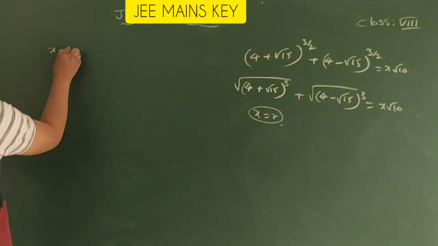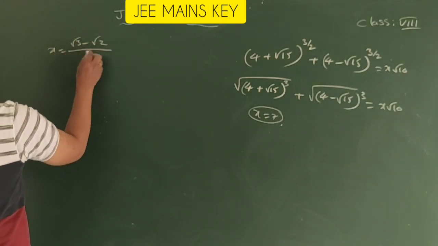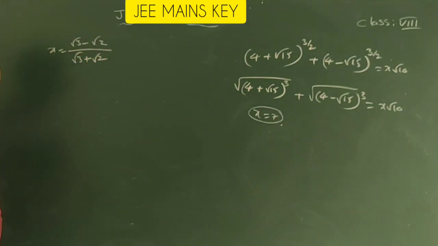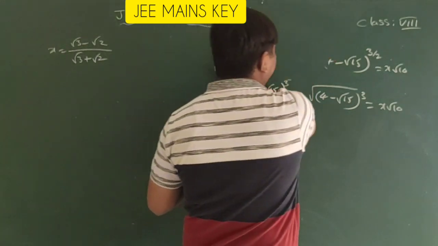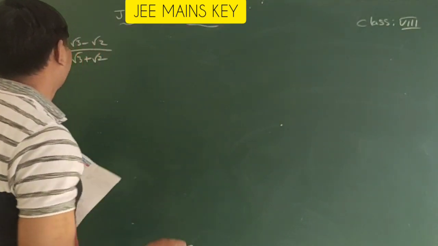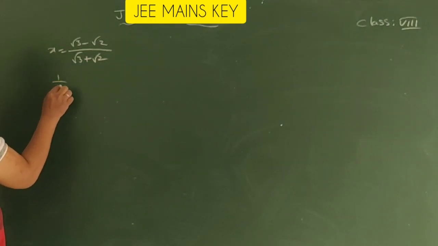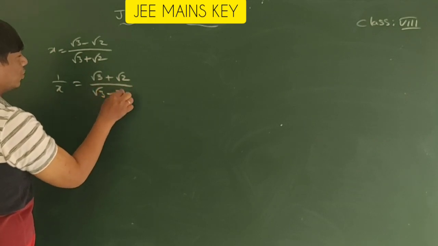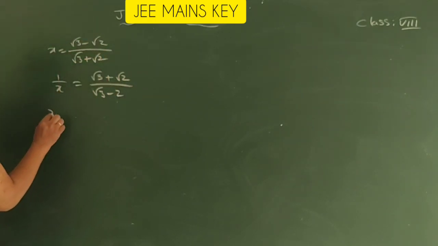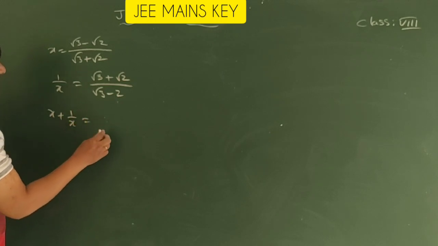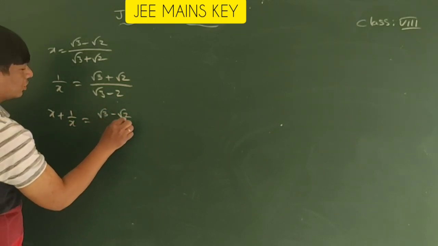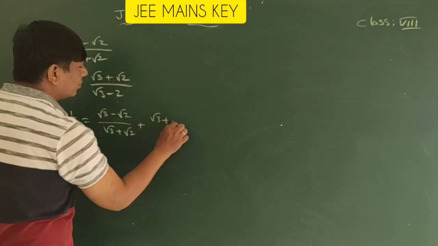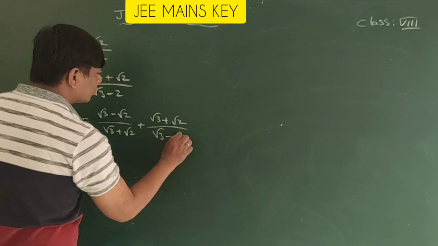And x is equal to root 3 minus root 2 by root 3 plus root 2. Then find x power 4 plus 1 by x power 4. First of all, find out 1 by x. 1 by x is equal to root 3 plus root 2 by root 3 minus root 2, reciprocally. And then find out x plus 1 by x. X plus 1 by x is root 3 minus root 2 by root 3 plus root 2 plus root 3 plus root 2 by root 3 minus root 2.